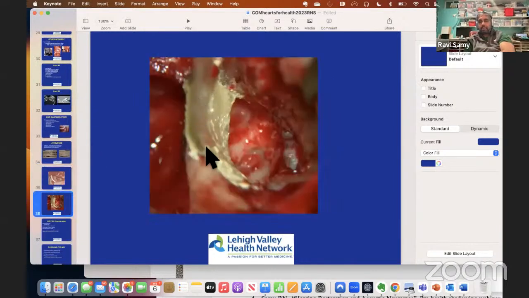And then sometimes we use artificial material. So this is the middle ear, right ear. This is the mastoid. This is that bone I was talking about. Sometimes you can use what's called hydroxyapatite, which comes in a paste. You can use that to reconstruct.